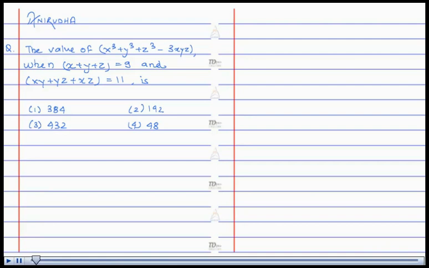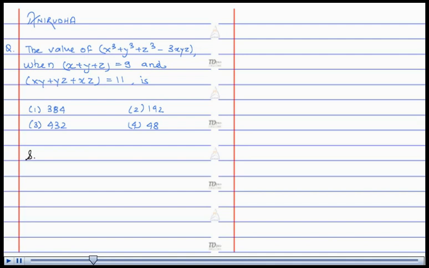Hello, I am Anirudh. The question is the value of x cube plus y cube plus z cube minus 3 times xyz when x plus y plus z is equal to 9 and xy plus yz plus xz is equal to 11 is. Let's see the solution.